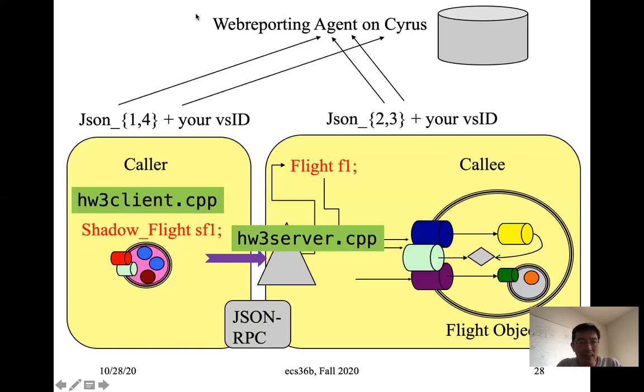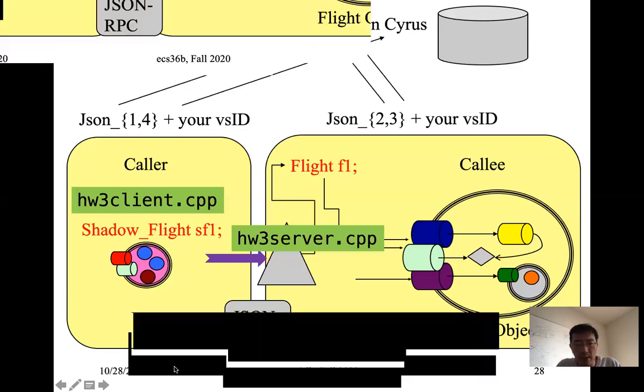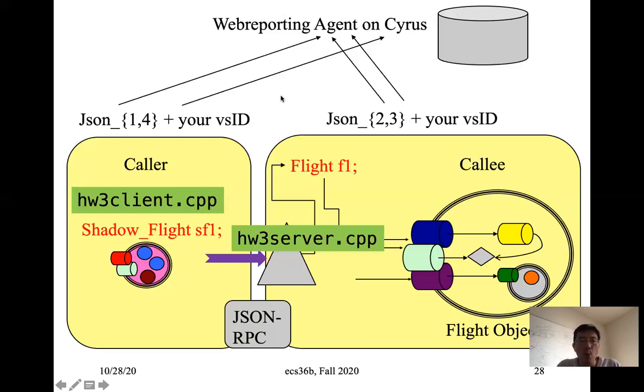In this particular time order, let me move the bar so you can see, there are 1, 2, 3, 4 messages. For each of the messages, in fact the JSON, you're going to send it to this web report agent on Cyrus, and therefore you will be able to not just report, but actually see it. So there are 2 issues I would like to address today. This is a concept: you report your work and you see what's going on. You can check on the website whether your result is correct or not.